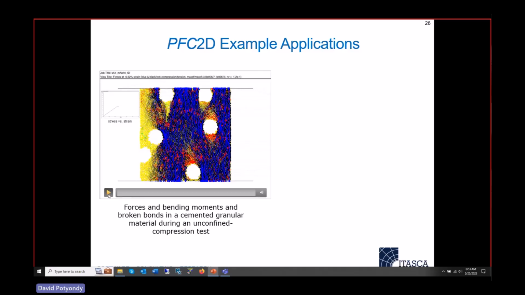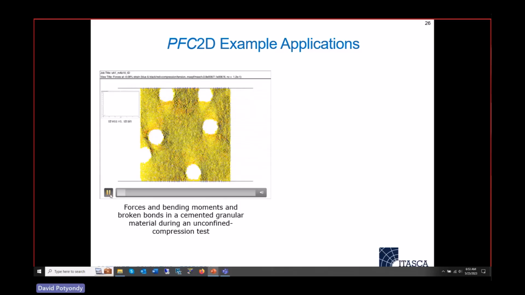So let's just watch what's going to happen here as we start to load the specimen, and these are constantly scaled to the same thing.